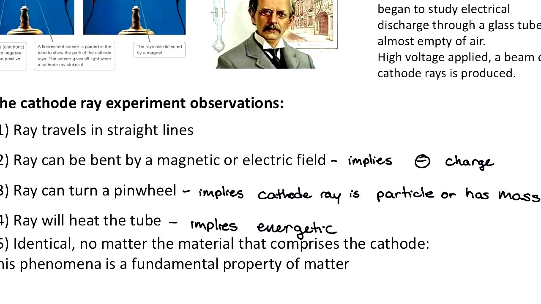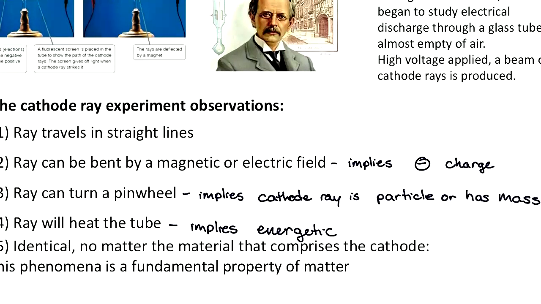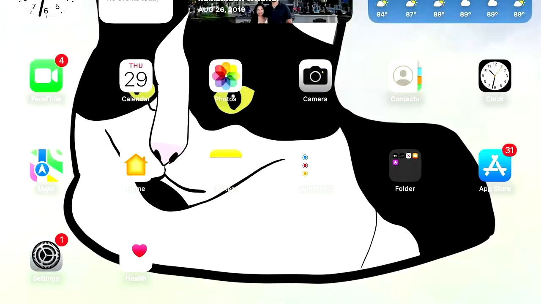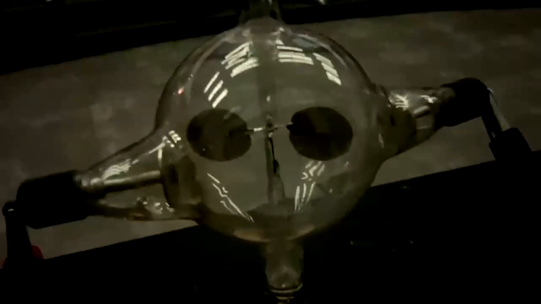So what's the third observation? The ray can turn a pinwheel. All right, so I'm going to show that to you now. So let me get my camera. Okay, do you see that, kind of? See how it's not moving, right? Do you see those little paddles? It's not moving, right? So what I'm going to do is turn on my cathode ray tube. The mystery beam is going to go through it, and we'll see what happens.